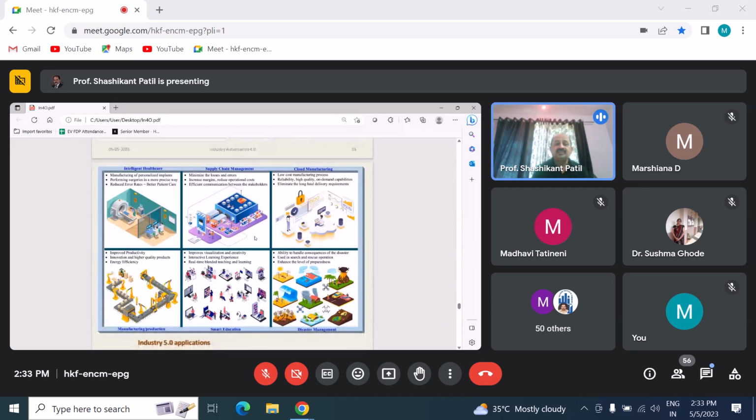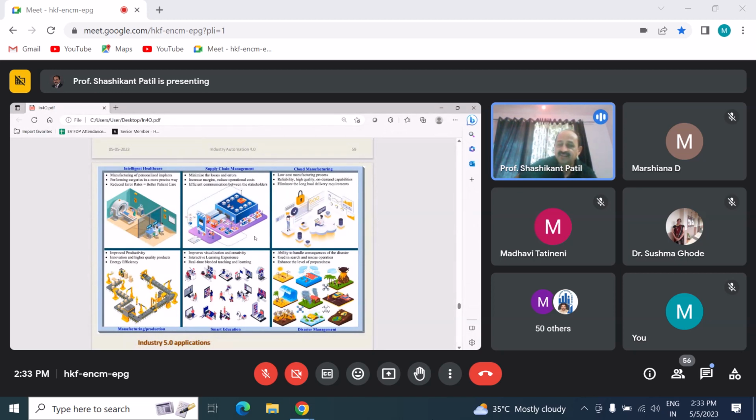Now let us come to some of the applications. Like intelligent healthcare, you can use supply chain management. Then you can use it in manufacturing and production lines. Everywhere efficiency will be increased, cost will be saved. Then you can use it in smart communication. It will improve visualization and creativity. There will be no passive classes, more interactive and more active e-learning experiences will be there. Real-time blended teaching and learning, no boring classes, no boring monotonous teaching.